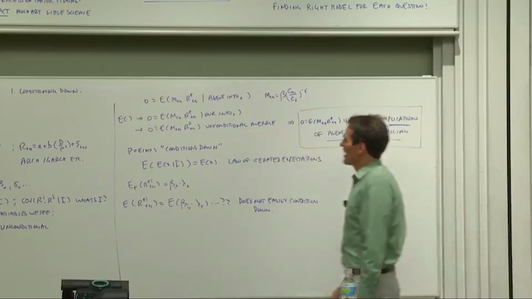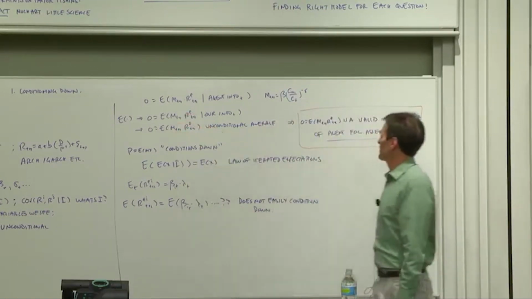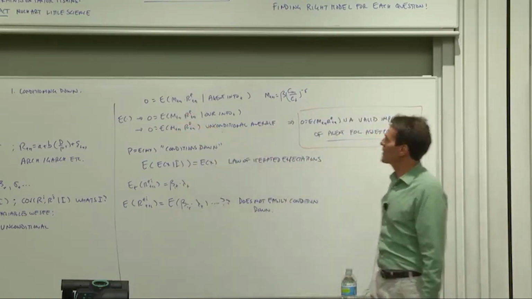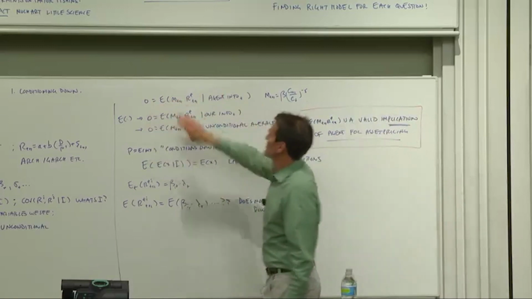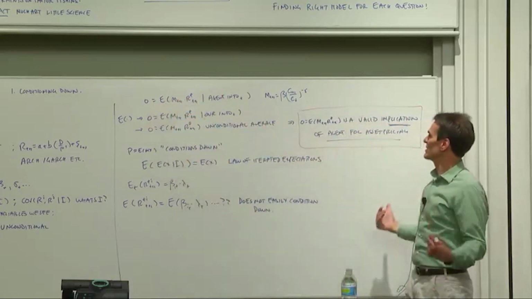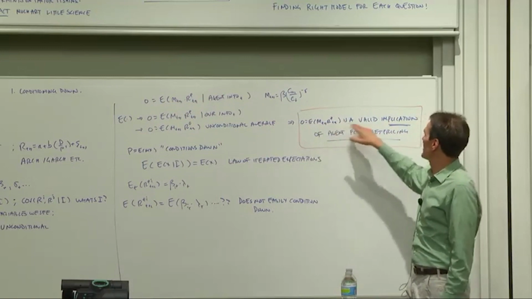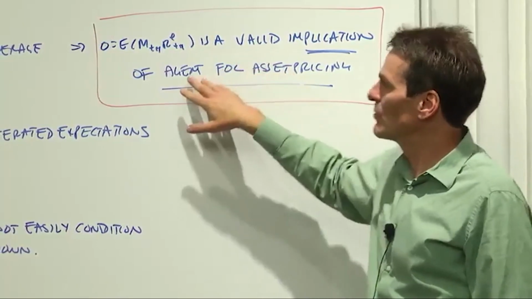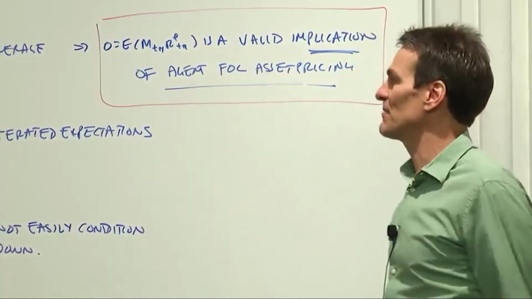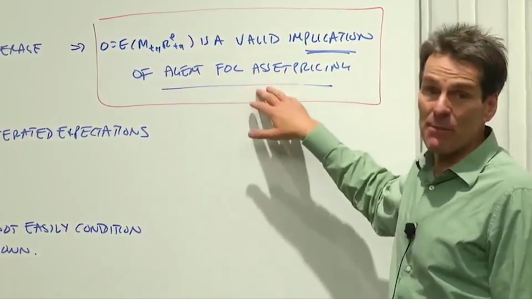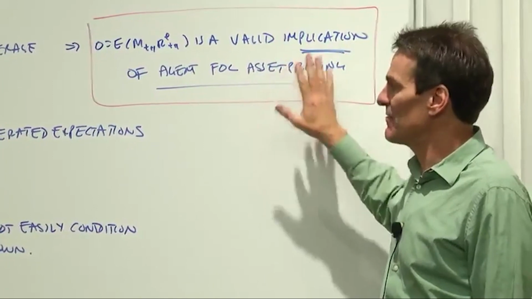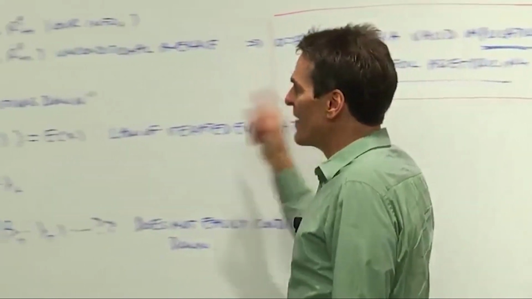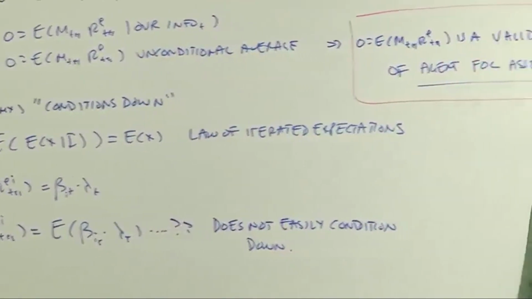So we are allowed to take unconditional implications. So when we take the agent's 0 equals E of MR and take unconditional expectations, we derive a valid implication of an asset pricing model derived based on agents' information sets. That's a lovely property. What we do is in fact valid. It's an advantage of the expected discounted payoff framework.